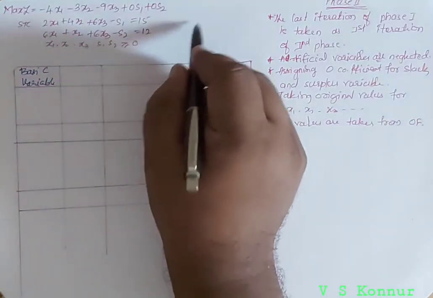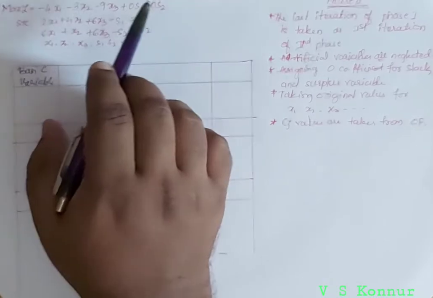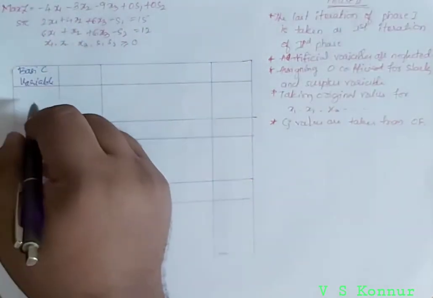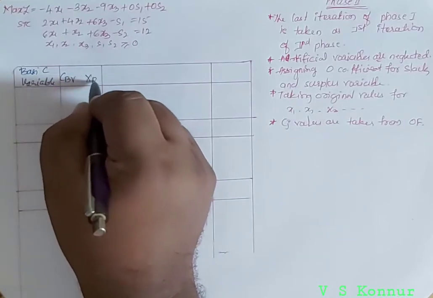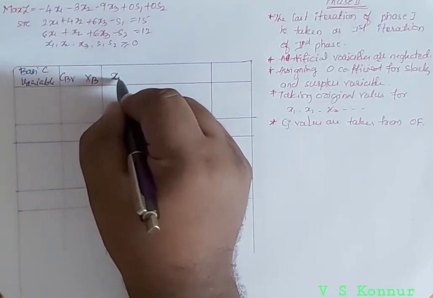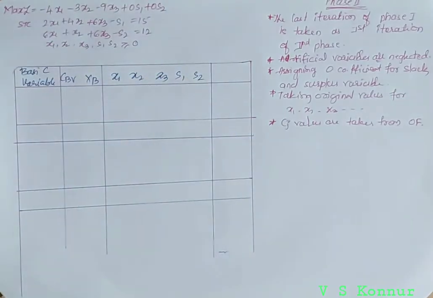No need to write any standard form here. This is the standard: the original variables you have to take, the 0 you have to add, and the artificial variables you have to leave. Now basic variable, coefficient of basic variable, xb, we have to take here x1, x2, x3, s1, s2 only. a1, a2 will be left.